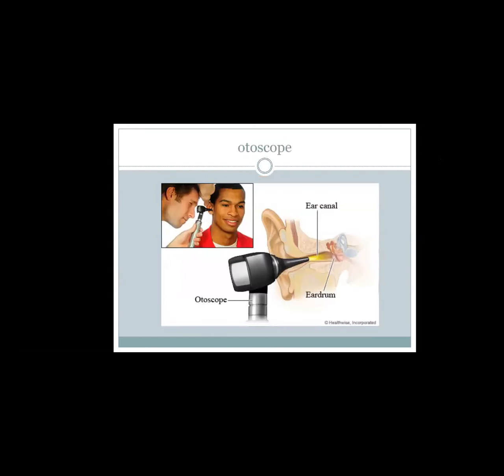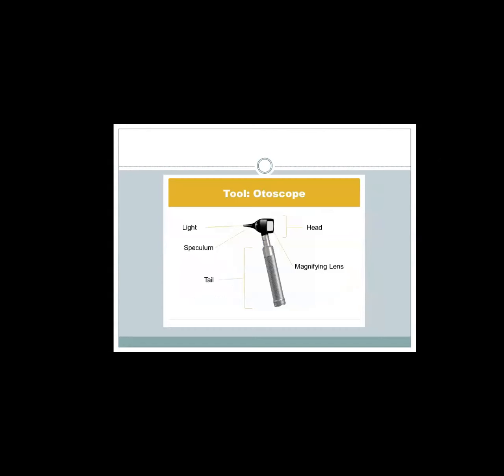So see, in this picture, you can see how it is there. It has a handle. Before going to this picture, this is how we can visualize the structures. See, this is an otoscope. There's a tail or the handle which holds the battery inside, and the head has a magnified lens, and there is a bulb also for illumination.